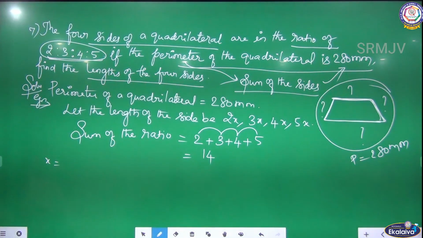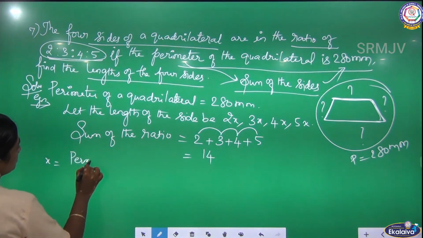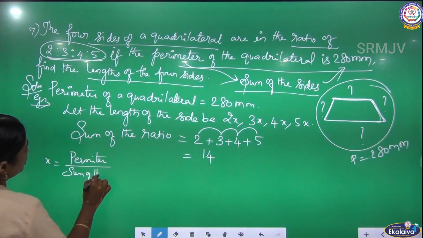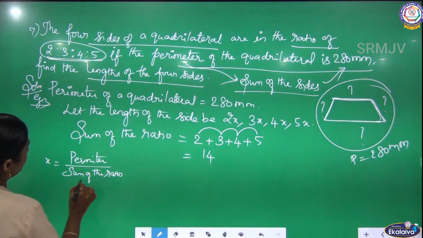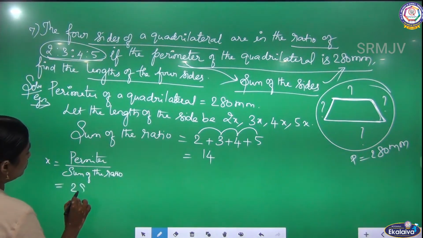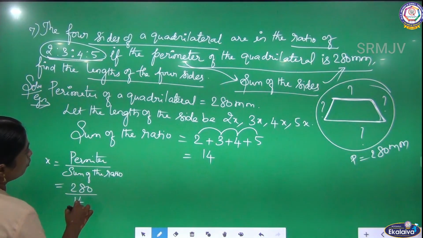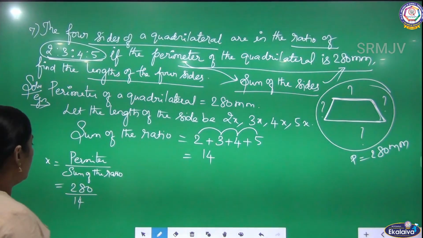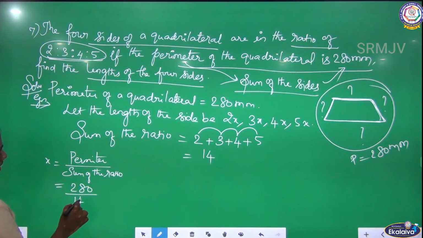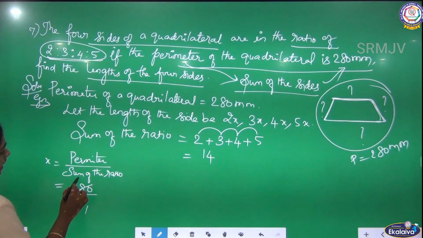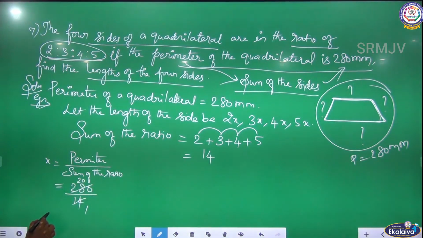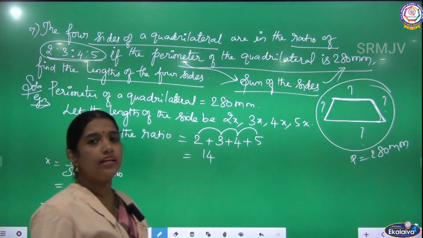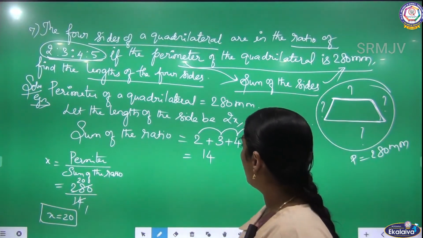Now I am going to find the x. What is x? Perimeter by sum of the ratio. The perimeter is 280, so 280 by 14. 14 ones are 14, 14 twenties are 280. So x is equal to 20. Got it? What is your x value here? 20. Now listen.